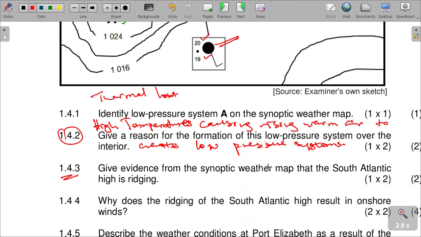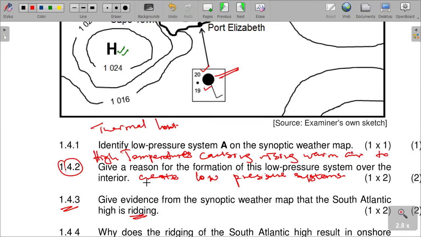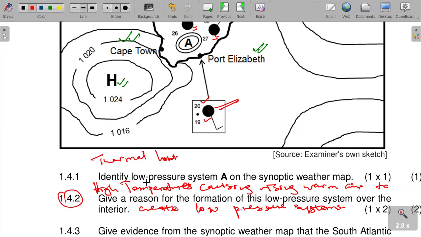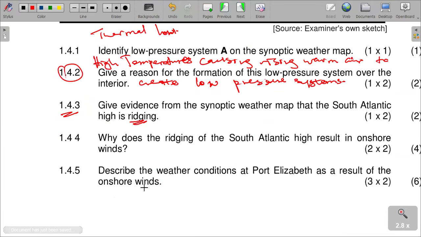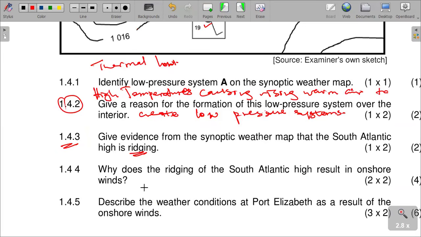Question 1.4.3: give evidence from the synoptic weather map that the South Atlantic High is ridging. What is showing that the South Atlantic High is ridging? We need to understand the effect of the elongation of the isobars. One, we can talk about the elongation of isobars, and also the bending of isobars towards the low pressure.